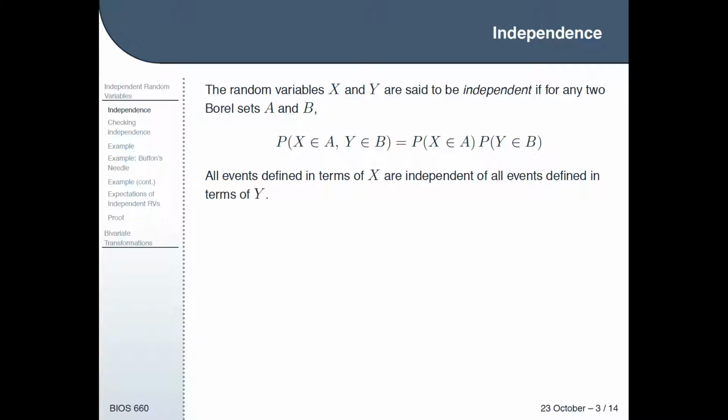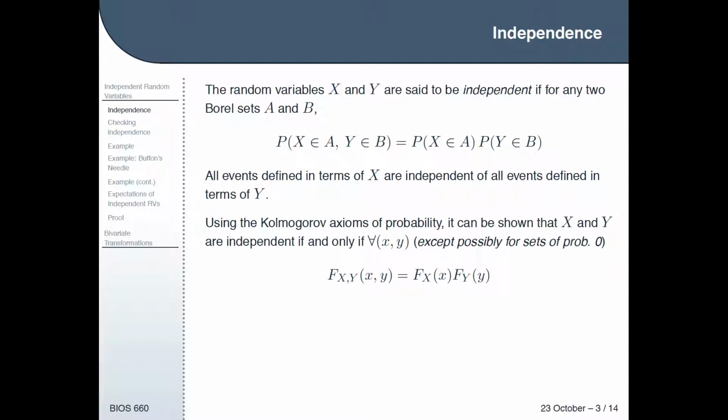So in English, that would be that all events defined in terms of x are independent of all possible events defined in terms of y. Note this has to hold for all possible events. If it's true for some events but not others, then the random variables are not independent.